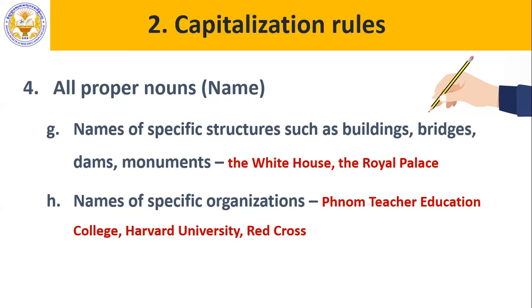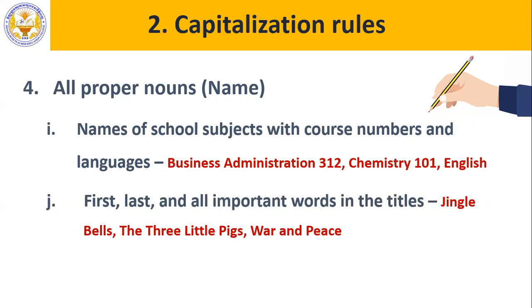H. Names of specific organizations, like our school names: Phnom Penh Teacher Education College, Harvard University, Red Cross. I. Names of school subjects with course numbers, and languages, like Business Administration 312, Chemistry 101, English, French, Chinese.